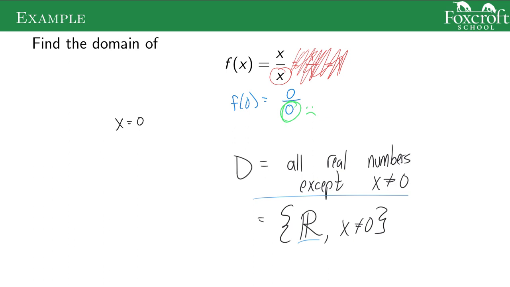Again, don't simplify at all. For all these questions, if you're finding the domain of a rational, just take the bottom of your fraction and set it equal to 0.